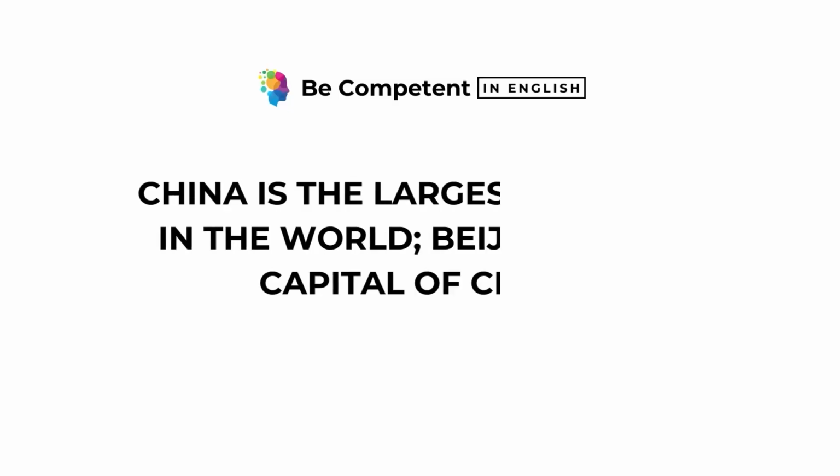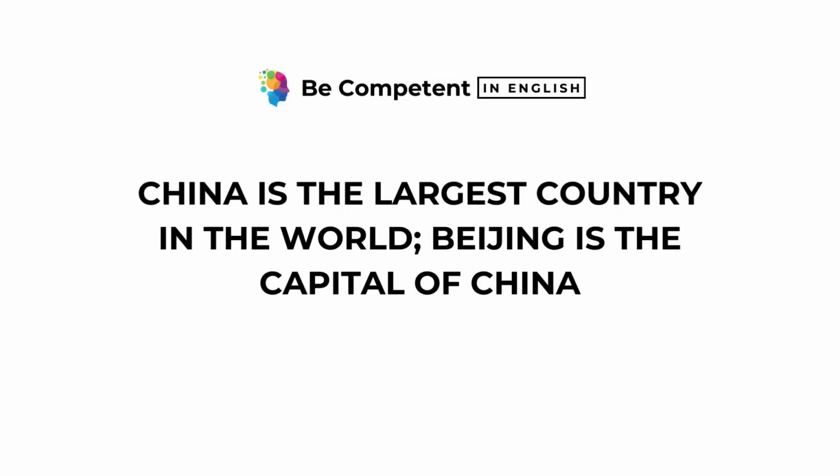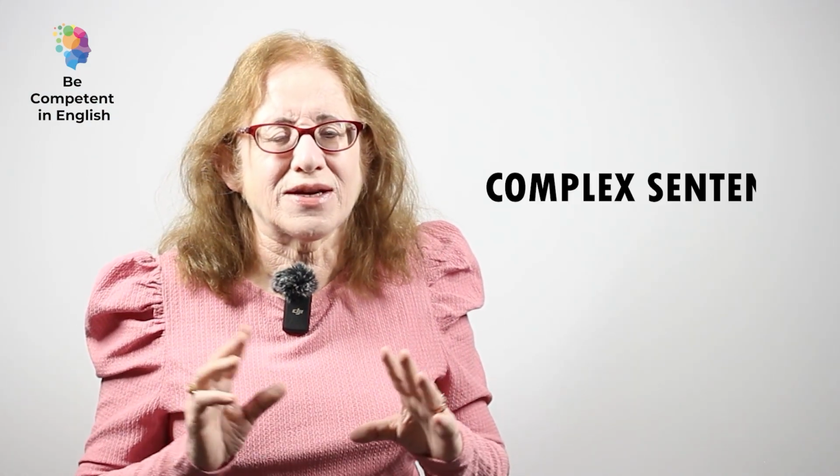For another example, you can say: China is the largest country in the world; Beijing is the capital of China. No coordinating conjunction is required over here. So what you will do is put a semicolon. Okay, fine. Is it clear? Fine. Now let's talk about the second type of sentence structure, that is the complex sentence.